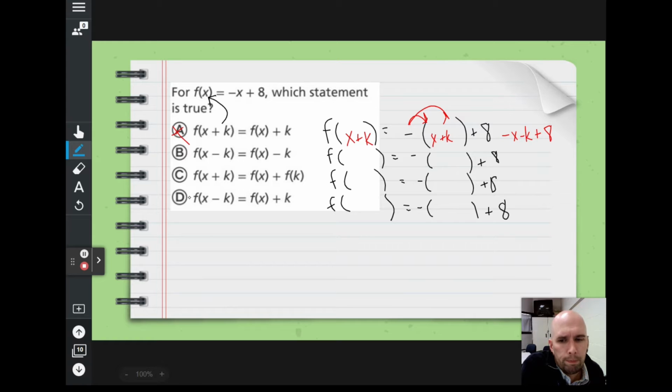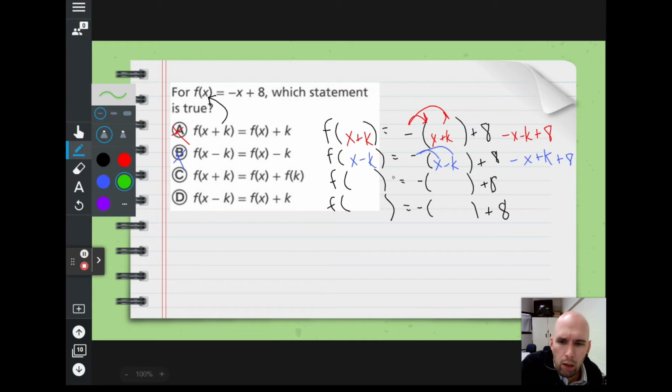Let's get a different color in here. For x minus k, distribute the negative, so that becomes negative x, positive k, positive 8. So f of x is negative x plus 8, and this would be negative x plus 8 plus k. Nope, that's minus k, so it's not B. It's a tricky one. I don't like it. I can tell you right now it's not C. So let's do D.